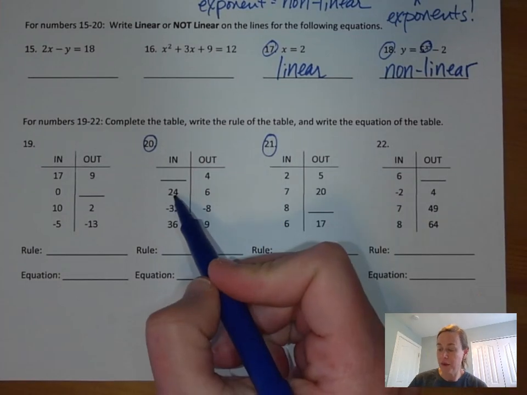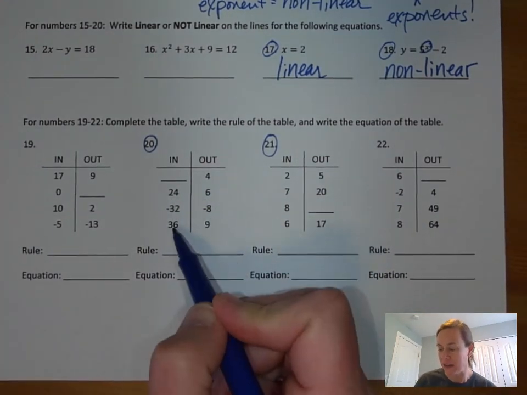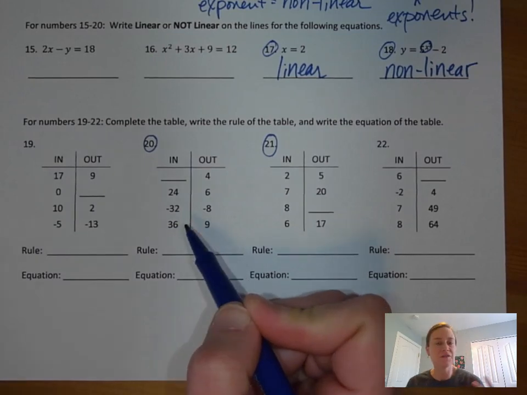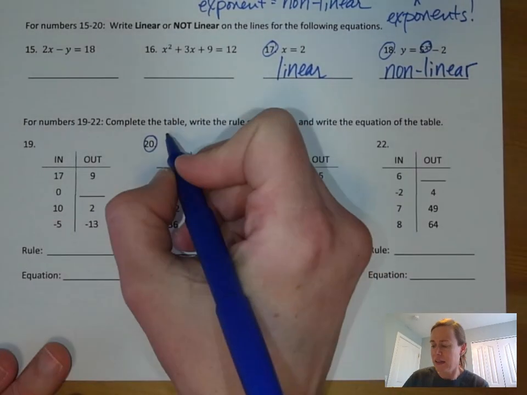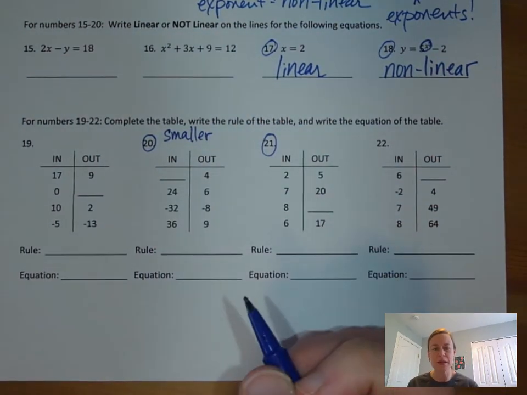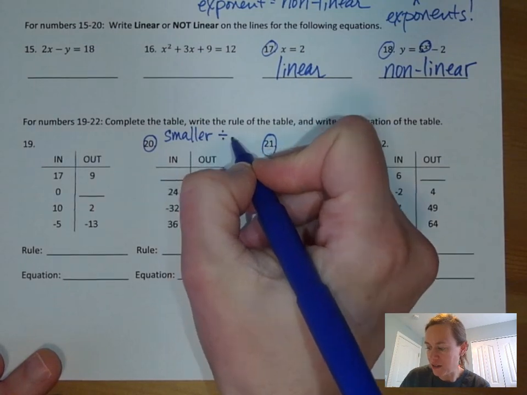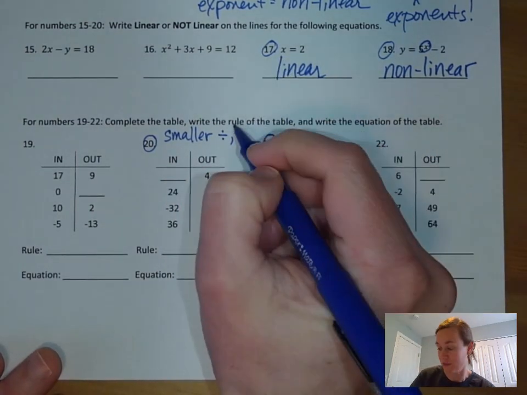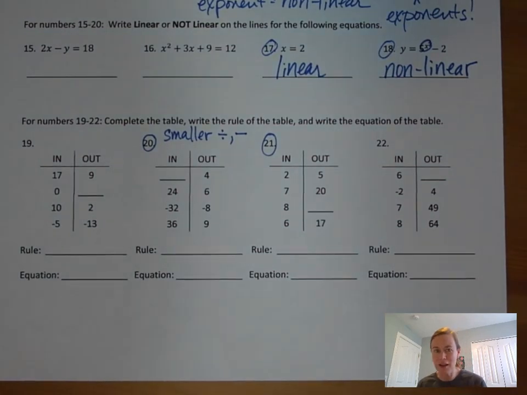So it looks like 24 is becoming 6, -32 is becoming -8, and 36 is becoming 9. First thing to ask yourself here, is it getting bigger or is it getting smaller? It's getting smaller, right? So what operations make numbers smaller? Multiplication, division, addition, and subtraction are your choices there. Division and subtraction make numbers smaller, right? So it's gonna be one of those. Let's figure out which one.